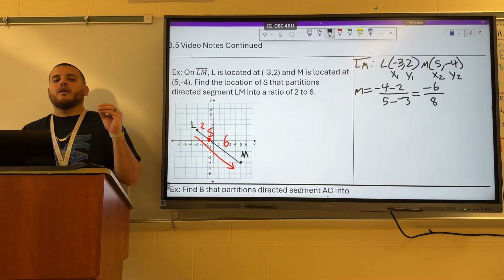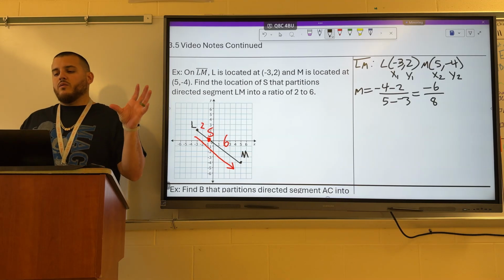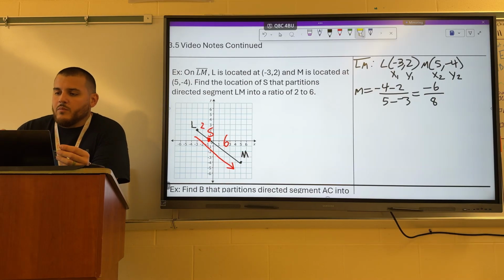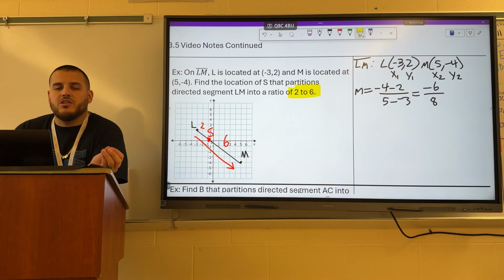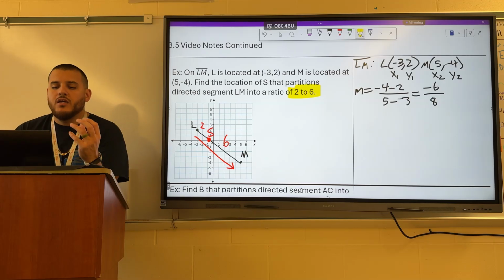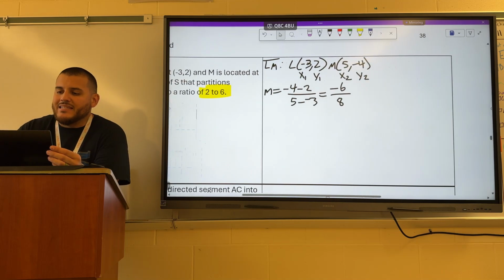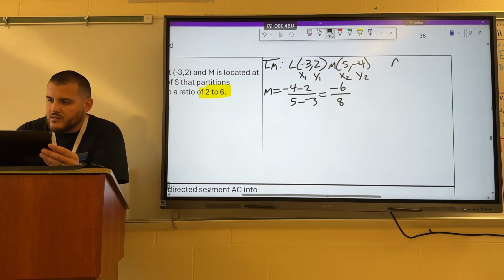And remember, we are not going to simplify this. We are going to leave it as that fraction. Our next thing, remember, is to turn our given ratio into a fraction. 2 parts before, 6 parts after. Remember, that is 8 total parts.